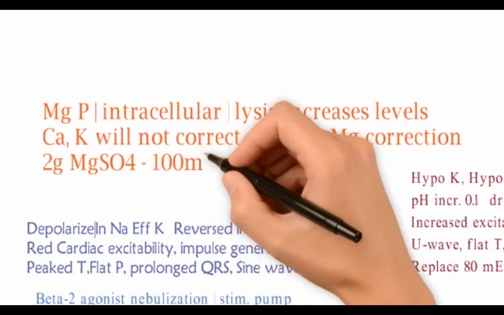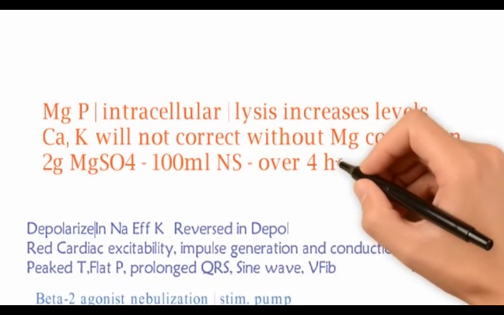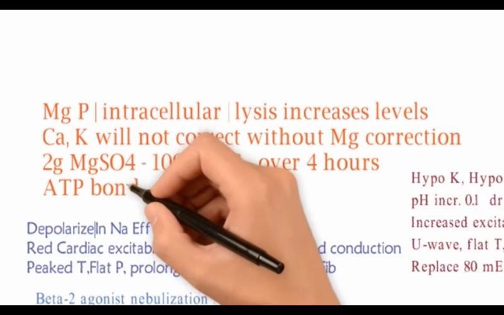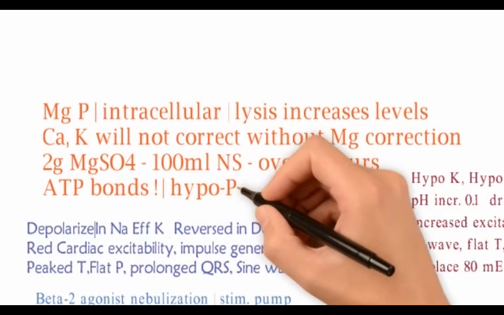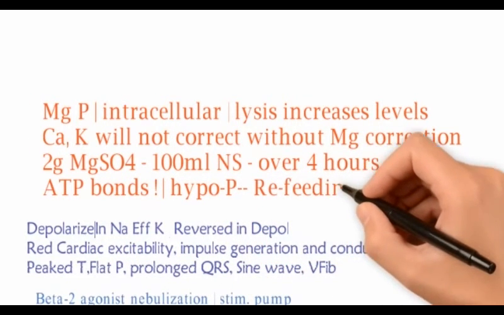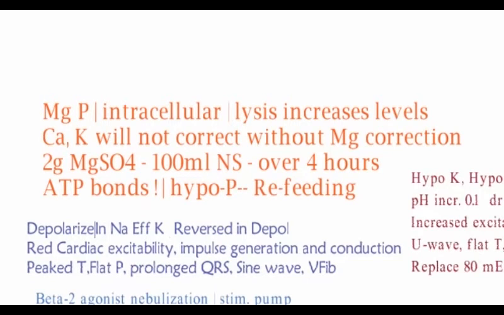To correct magnesium, usually one gives 2 grams of magnesium sulfate in 100 ml of normal saline over the period of 4 hours. Adenosine triphosphate is the energy currency of the cell. During refeeding syndrome, there is more formation of ATP bonds and this leads to hypophosphatemia.